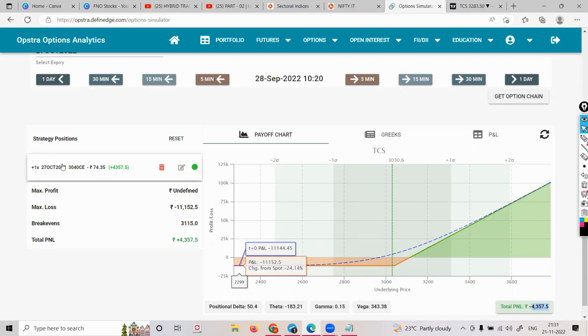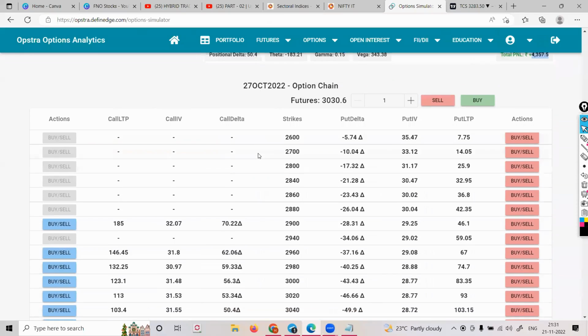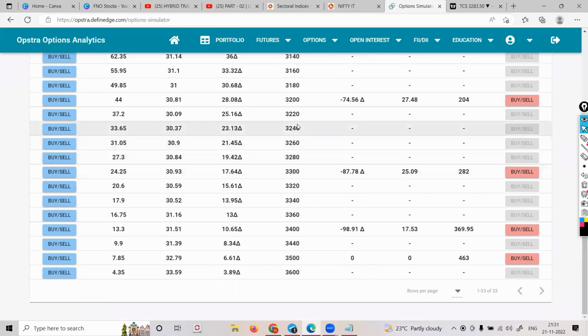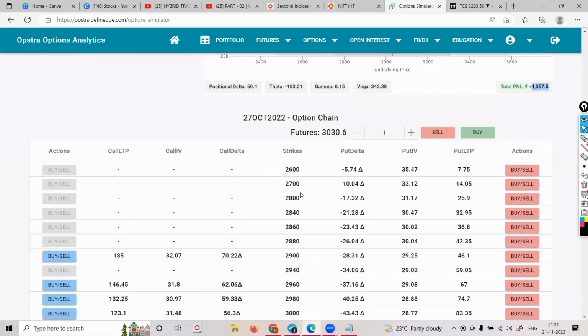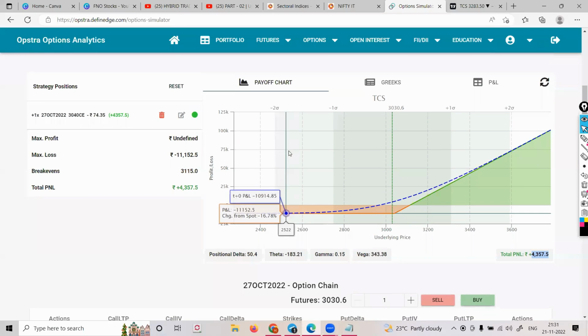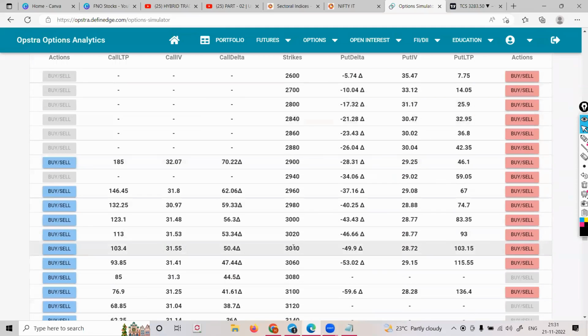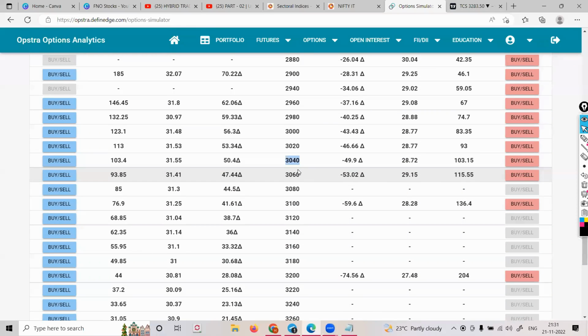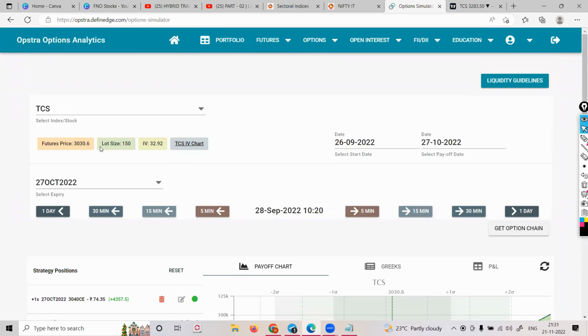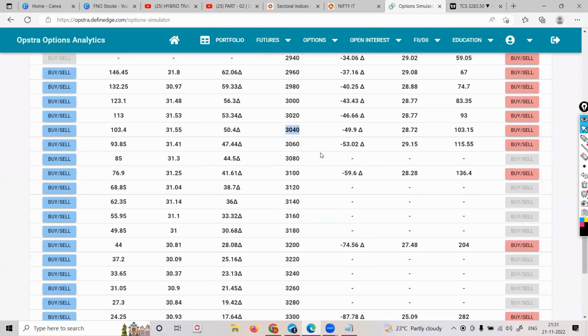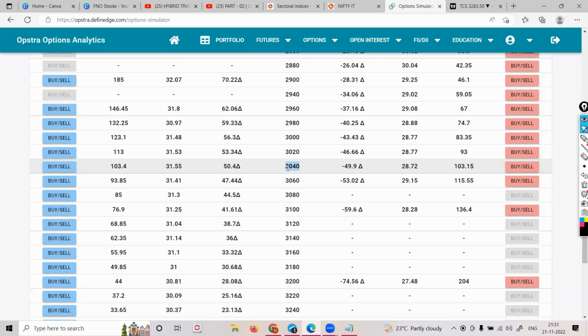Now, what strike should I sell to make this a debit spread? Please help me, guys. The strike we have is 30-40. That is the strike buy position we have. Okay, what strike should I sell? Should I go 300 strike? Where is the market standing, by the way? The market stands at 30-30. This is your buy position for OTM.